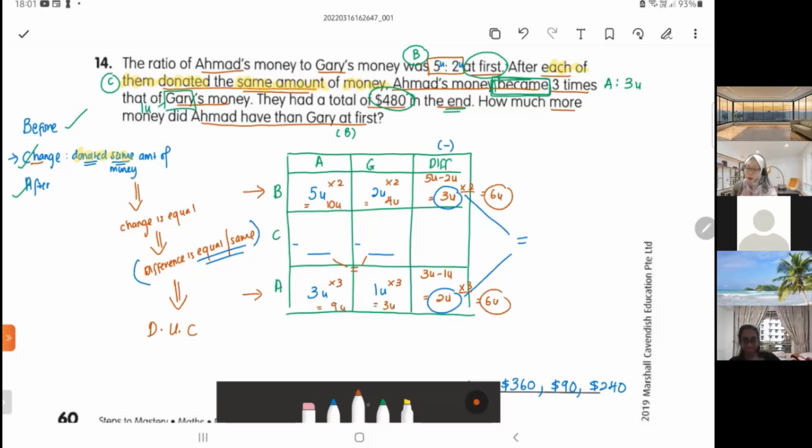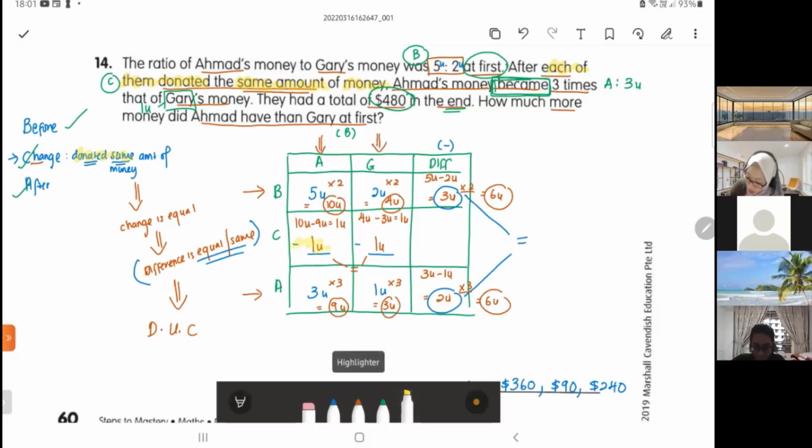Okay. Now I want to check how many units they actually donated. At first, if you look at Ahmad, at first he has 10 units. In the end, he has 9 units. How many units did he donate? 10 units minus 9 units is 1 unit. So he donated 1 unit. Let's check for Gary. So at first he has 4 units. In the end, he has 3 units, equals to 1 unit. He donated 1 unit. Same or not? 1 unit donated, 1 unit donated. Same. So we are on the right track.